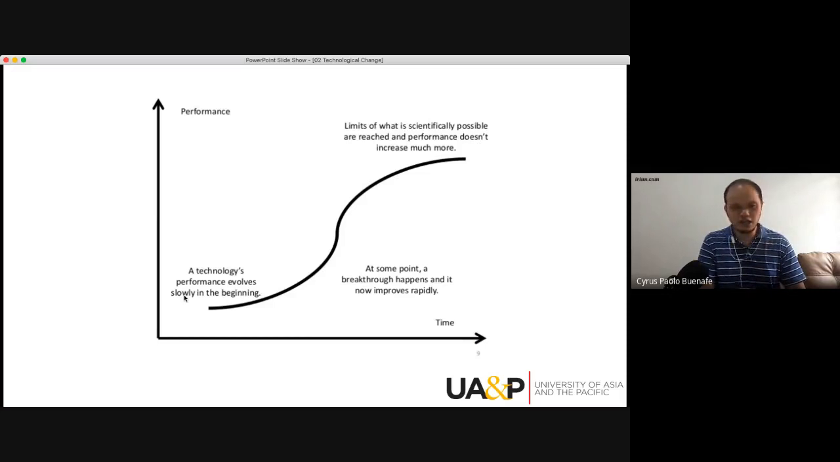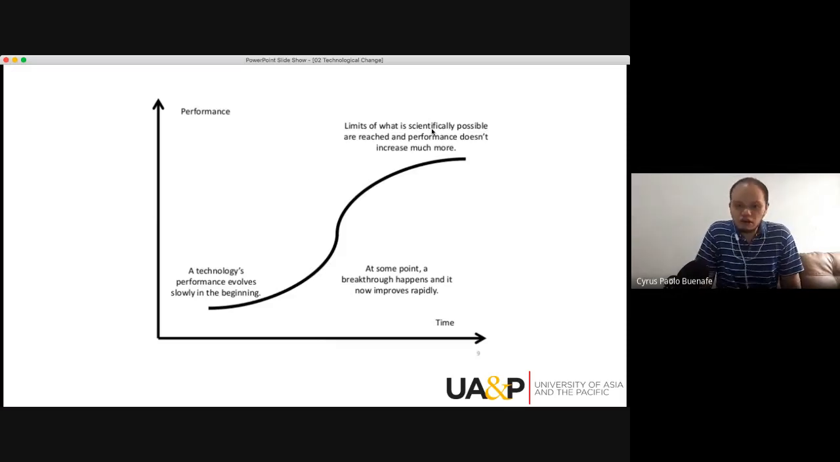But okay, ideally, technology improves over time. And then at some point in time, improvement becomes rapid, it becomes steep. Now, as the technology rises rapidly, at some point in time, it will start to plateau. So this is what the upper right portion is saying. The limits of what is scientifically possible are reached, and performance doesn't increase much more.